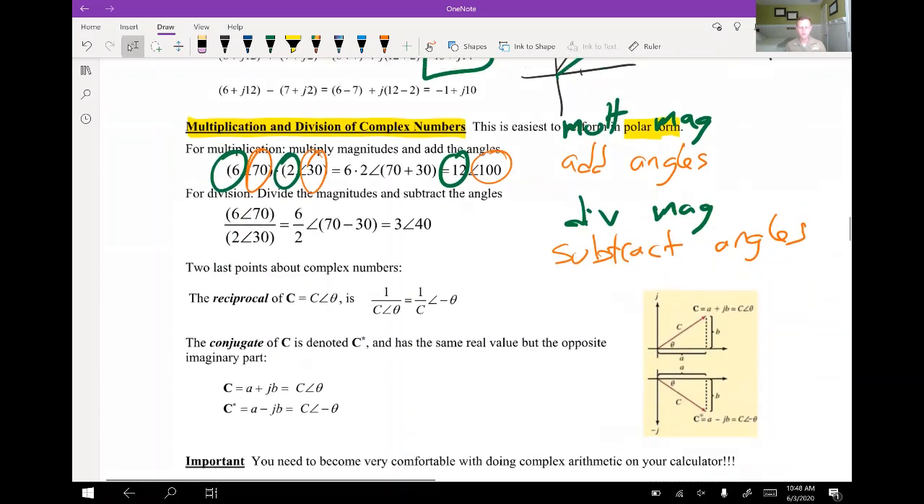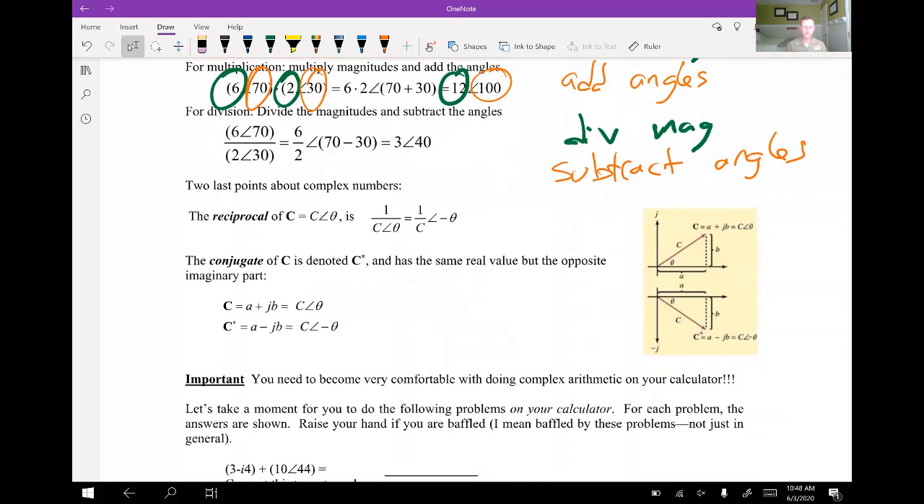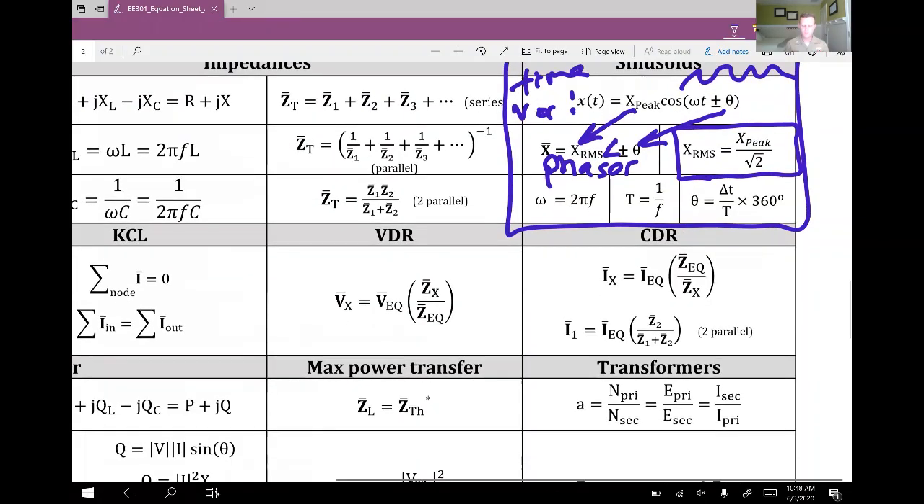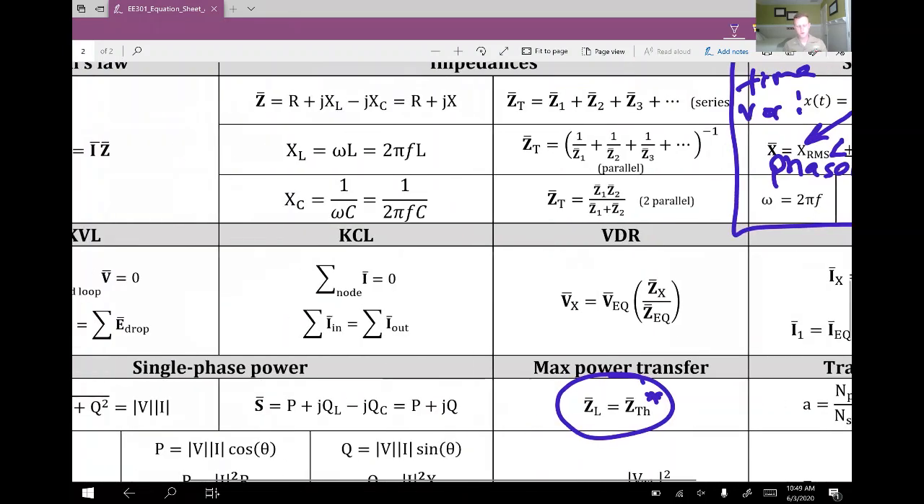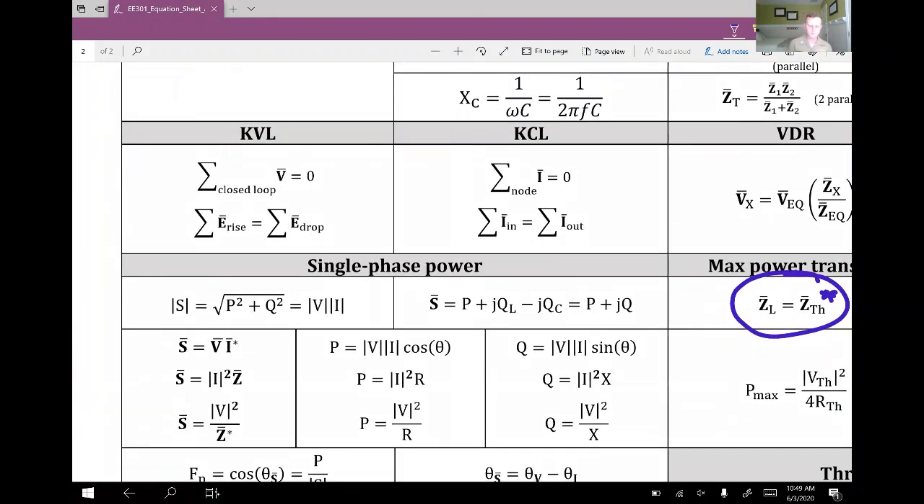All right, last point is called the reciprocal, which we hardly ever use, but this idea of the complex conjugate we will use a lot. And it is denoted with an asterisk on the equation sheet. Here's an example of where you might see this. Actually, here's one right here. We'll get to this later, but here's max power transfer. Do you see the asterisk right here? There's an asterisk. Also over here, S equals V I, complex conjugate.